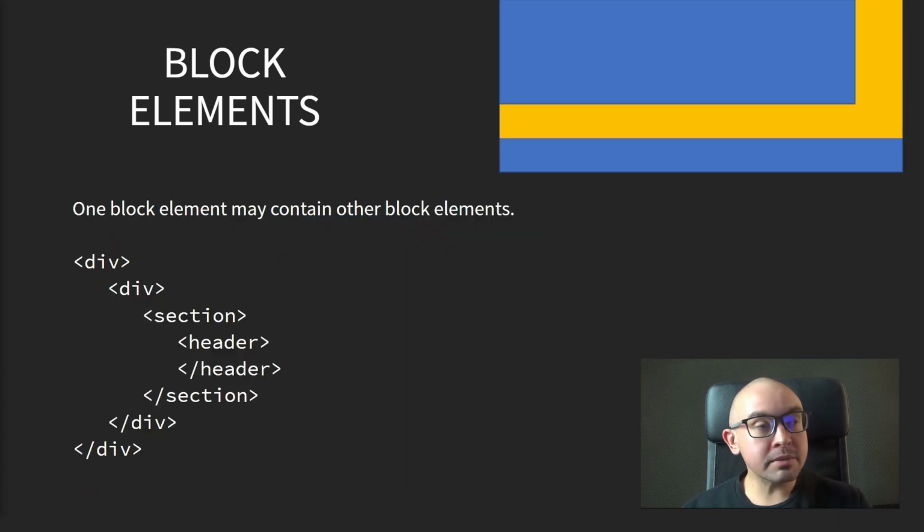One block element may contain other block elements by nesting, as we can see in the example. In the div tag, we have placed another div tag with the section into which we put the header. Each of these elements is a block element, and their nesting within one another is as natural as possible.